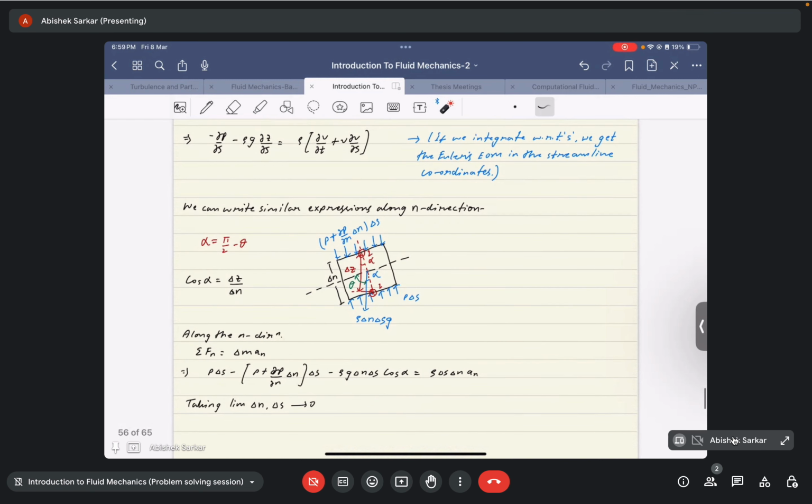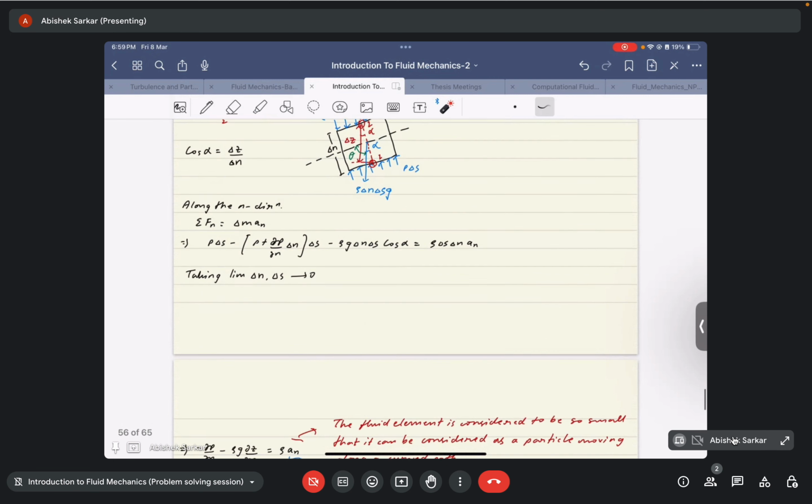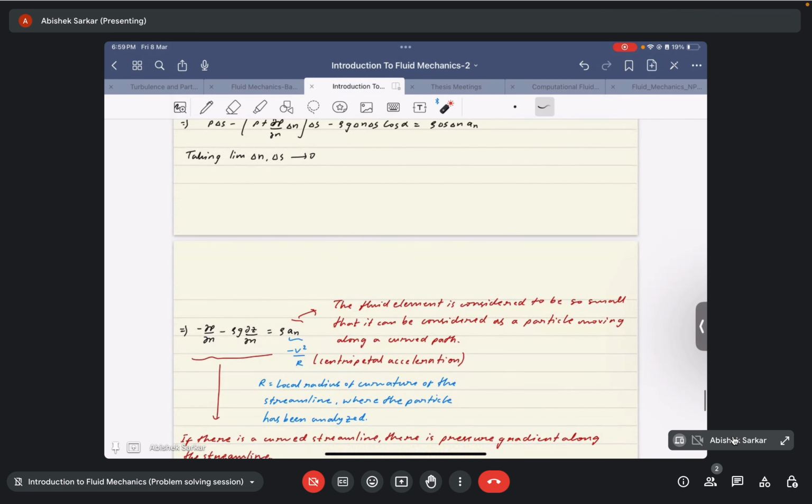And again, for the direction normal to this streamline, the governing equation or the Euler's equation is given by minus dou p by dou n minus rho g dou z by dou n is equal to rho an, where an, the acceleration along the normal direction, is given by minus v square by r, which is basically the centripetal acceleration, okay.